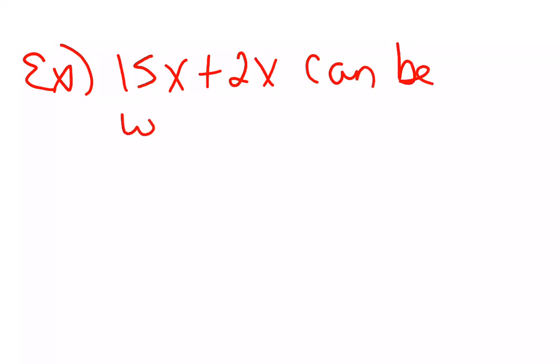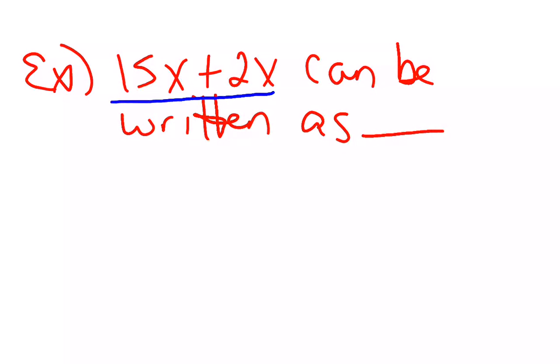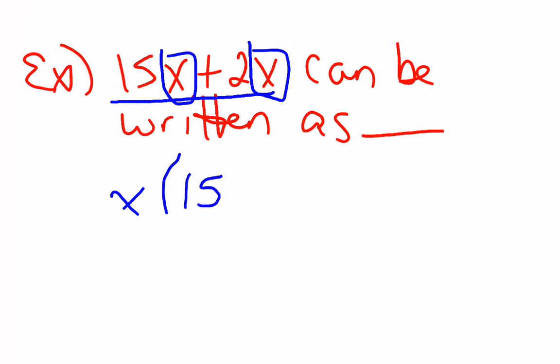Next example, 15x plus 2x can be written as blank. So in this case, they've done the distributing. We want to know what did it look like beforehand. So in looking at this piece here, we're looking for something in common. And notice that they each have an x in there. So realistically, this could have been x, and on the inside could have been 15 plus 2. And the plus sign there because it was there in the original problem.